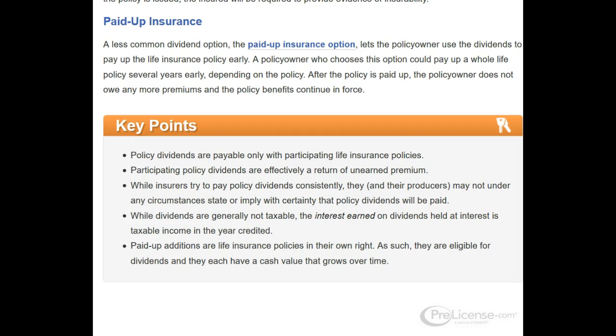Key points. Policy dividends are payable only with participating life insurance policies. Participating policy dividends are effectively a return of unearned premium. While insurers try to pay policy dividends consistently, they and their producers may not under any circumstance state or imply with certainty that policy dividends will be paid. While dividends are generally not taxable, the interest earned on dividends held at interest is taxable income in the year credited.